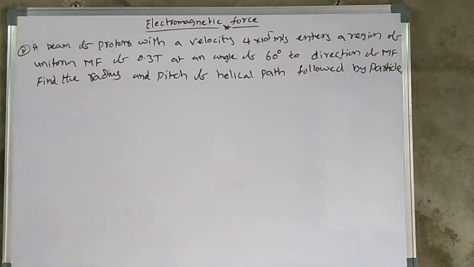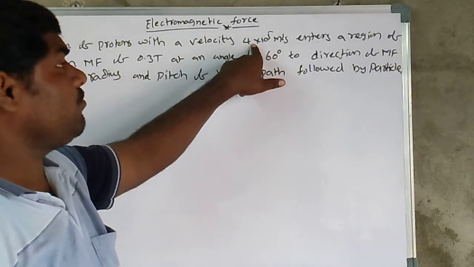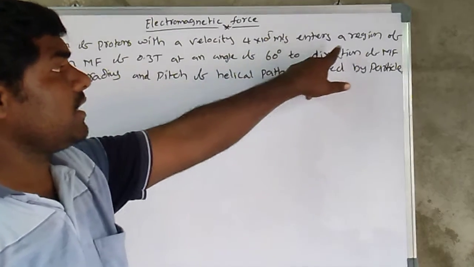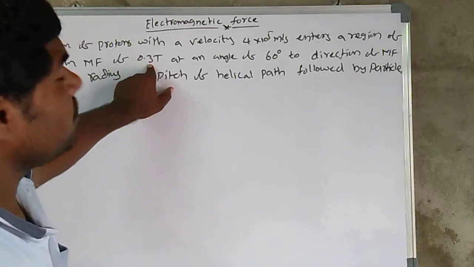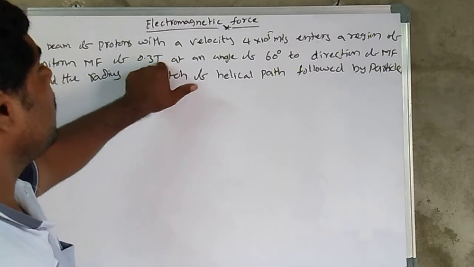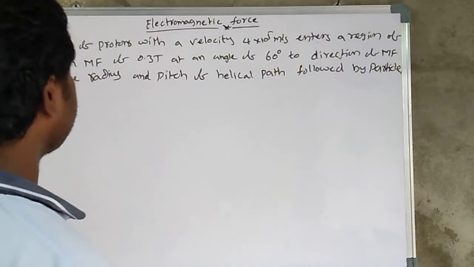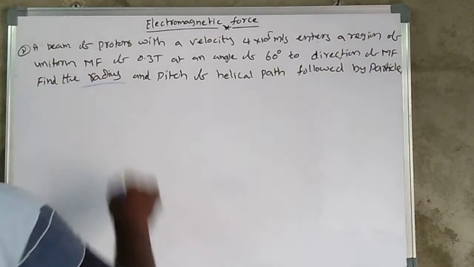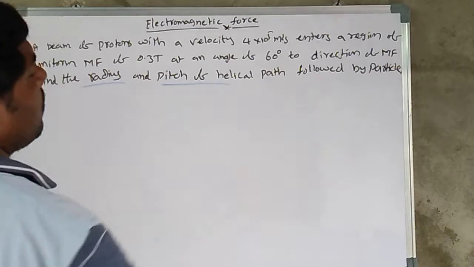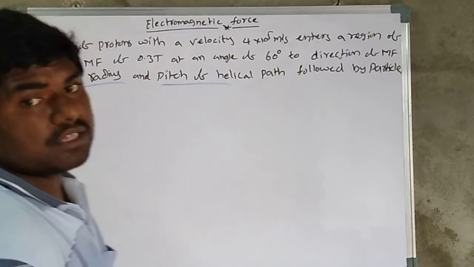Another model, a very important model. A beam of protons with a velocity 4 into 10 to the power of 5 meter per second enters a region of uniform magnetic field of 0.3 Tesla at an angle of 60 degrees to the direction of the magnetic field. So find the radius and the pitch of the helical path. Two questions they are asking.